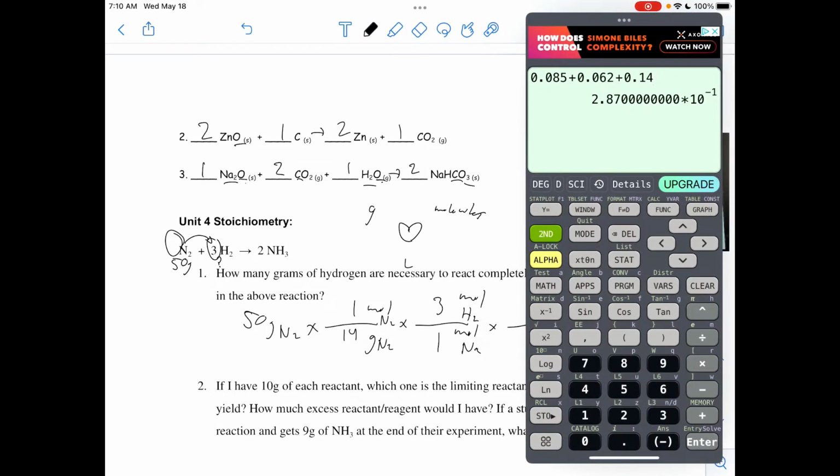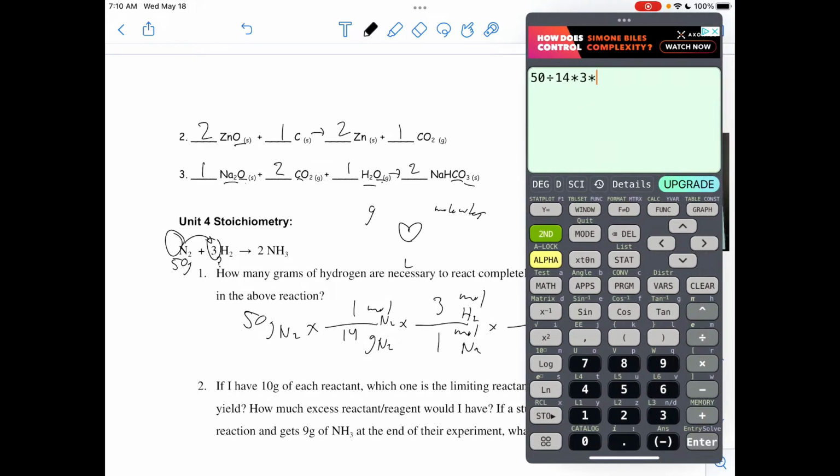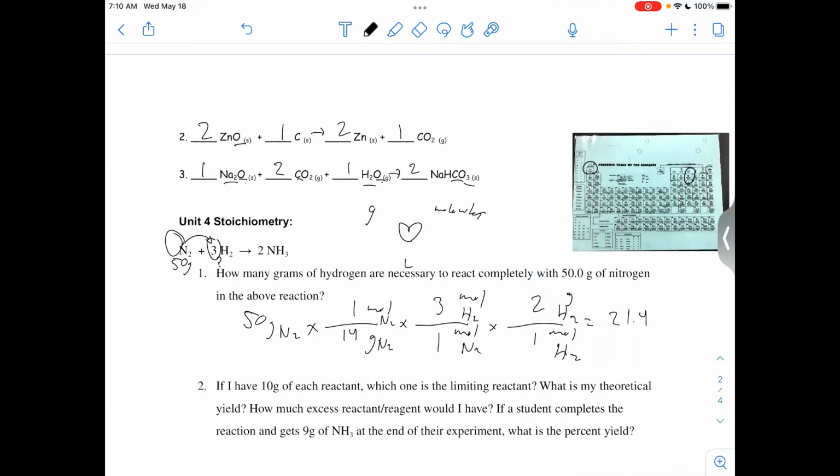Okay, so I'm going to calculate this, and this is going to give me how much hydrogen I need to react with 50 grams. So 50 divided by 14 times 3 times 2. That would give me 21.4. Okay, 21.4 grams of H2.